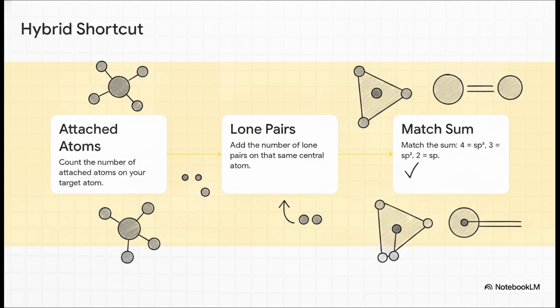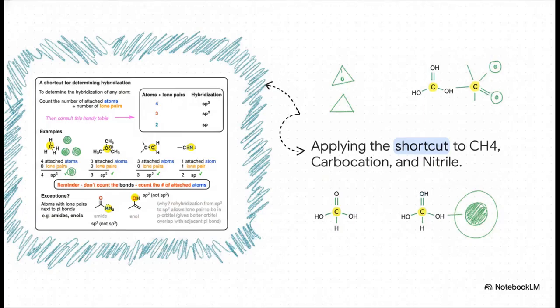Step 2, add the number of lone pairs sitting directly on that same atom. Step 3, just match the sum. If your total is 4, it's sp3. If it's 3, it's sp2. If it's 2, it's sp. Now, what's really interesting about this is how flawlessly this simple addition trick works across totally different molecules.